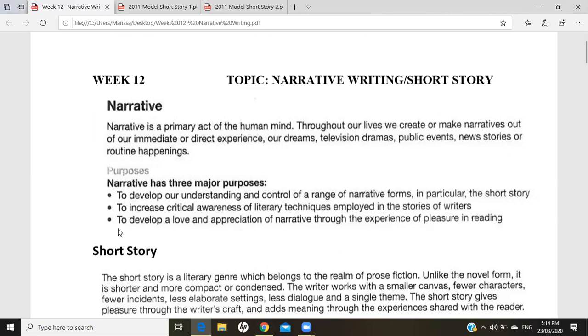And the third major purpose is to develop a love and appreciation of narrative through the experience and pleasure in reading. And this point is very important because the reality is when you're in the exam, it is a timed exam, and you just have like 50 minutes to create a story. Many of us, if we read a lot of novels, will be at an advantage because depending on what the question asks of us, we could just make reference to something that we read in a novel beforehand, and then make a few adjustments and reproduce that same story, but from our own version.